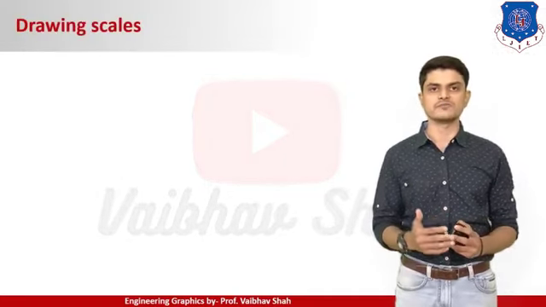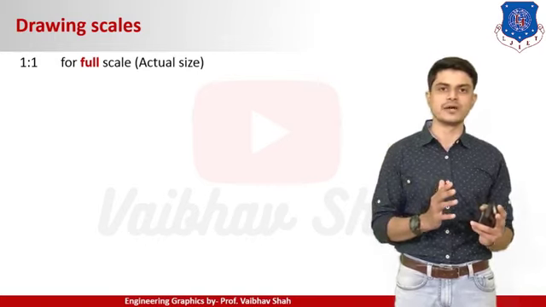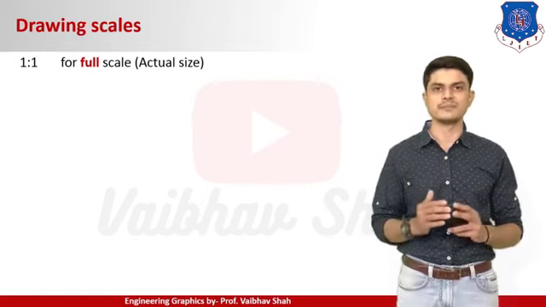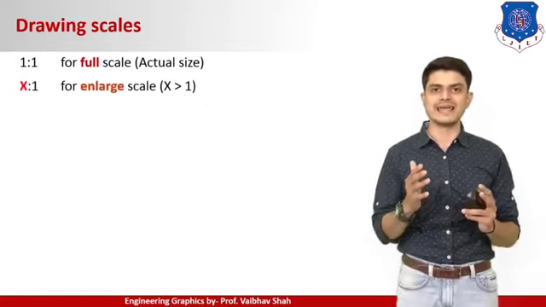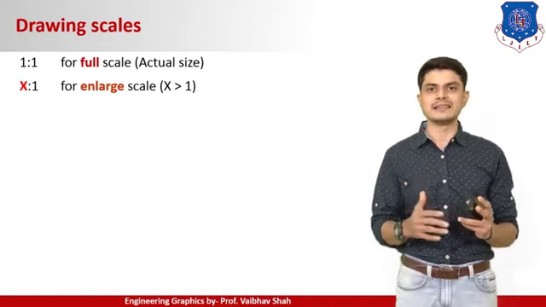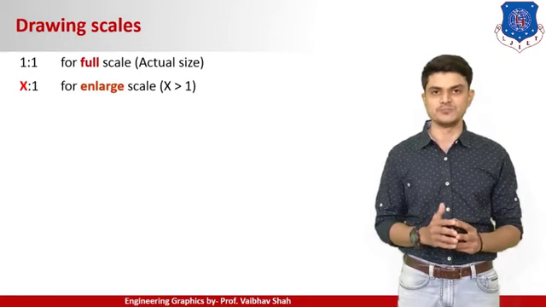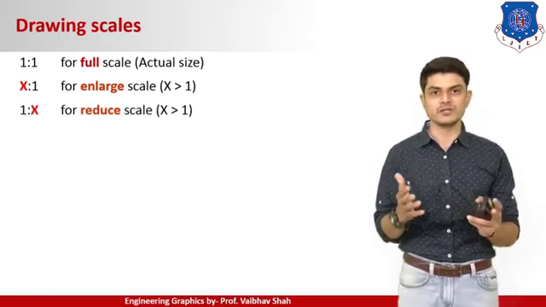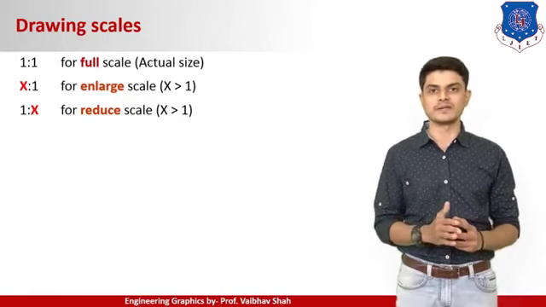Let us see what the first type is. 1:1 is a full scale, in which we draw the actual image directly into your drawing sheet without enlarging or reducing the dimension. The second scale is x:1, which is known as an enlarged scale. We enlarge the dimension of your actual object before drawing it into your drawing sheet. Finally, we have the scale 1:x, in which we reduce the dimension of your actual object while drawing into the drawing sheet.